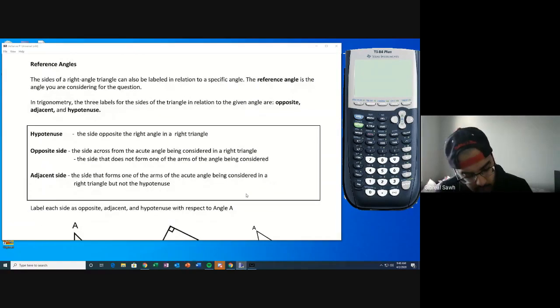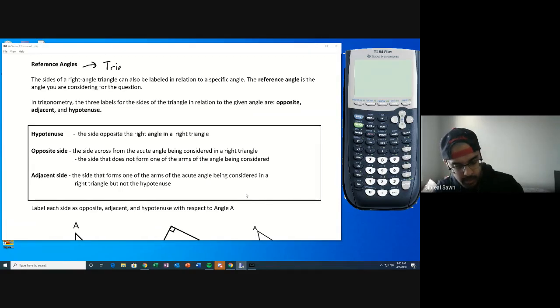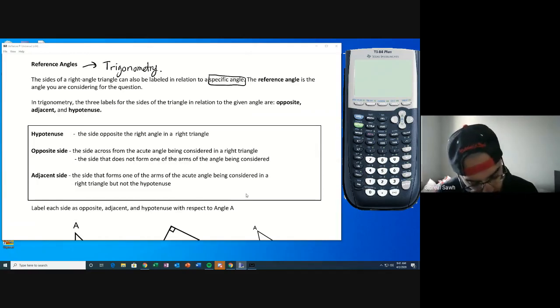Okay, next thing we'll touch on is reference angles. So the side of a right angle triangle can also be labeled in relationship to a specific angle. This is where we start to get into some of the concepts of trigonometry. Okay, the ratios that we're going to look at in this unit are all based on a specific reference angle. Okay, think of it as a point of view. Reference angle is the one you're considering for that question.